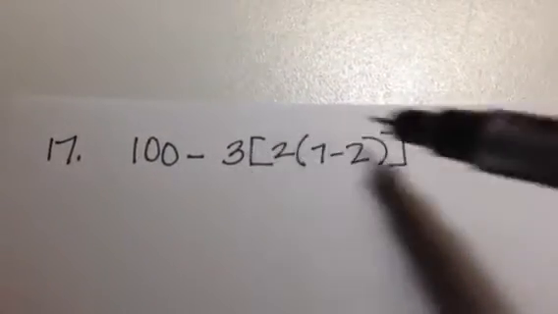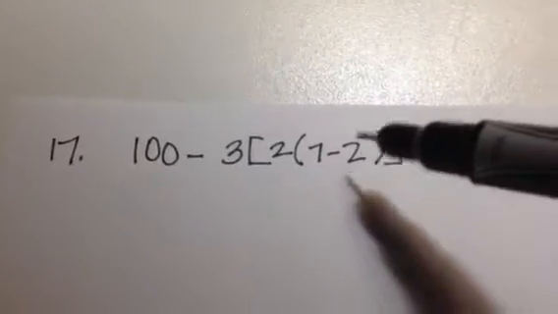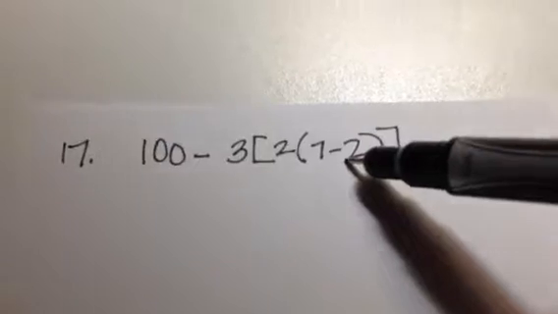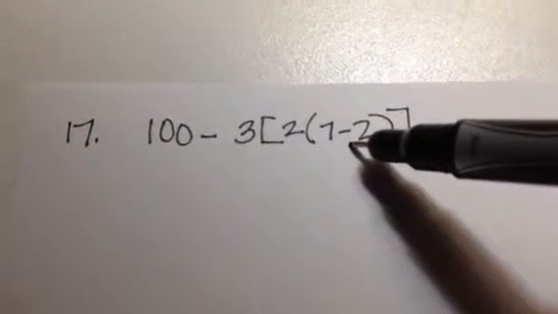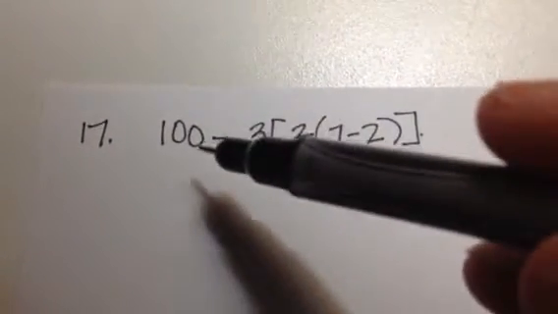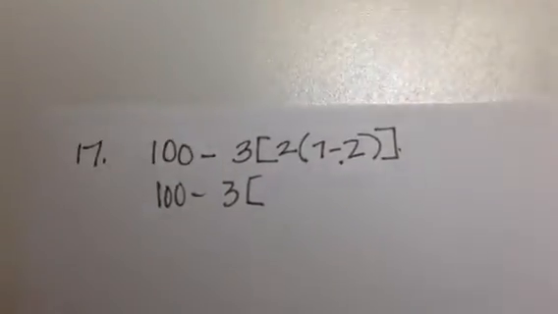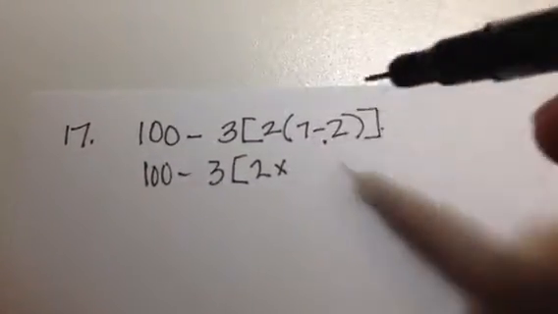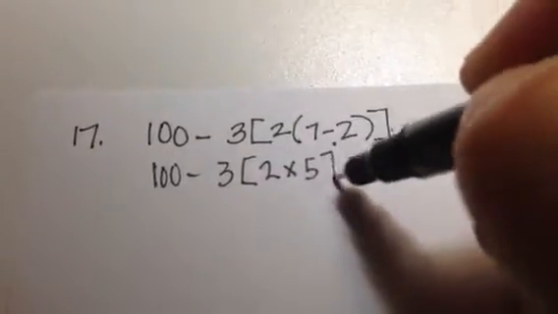We have our parentheses, we have our brackets, and we know from just a lesson or two back that we need to do the innermost symbol of inclusion first. So I want you to follow my lead. I want you to write every single step. So I have 100 minus 3 times 2 times, okay, now what's 7 minus 2? Well, that's 5. So put 5 there. Boom.